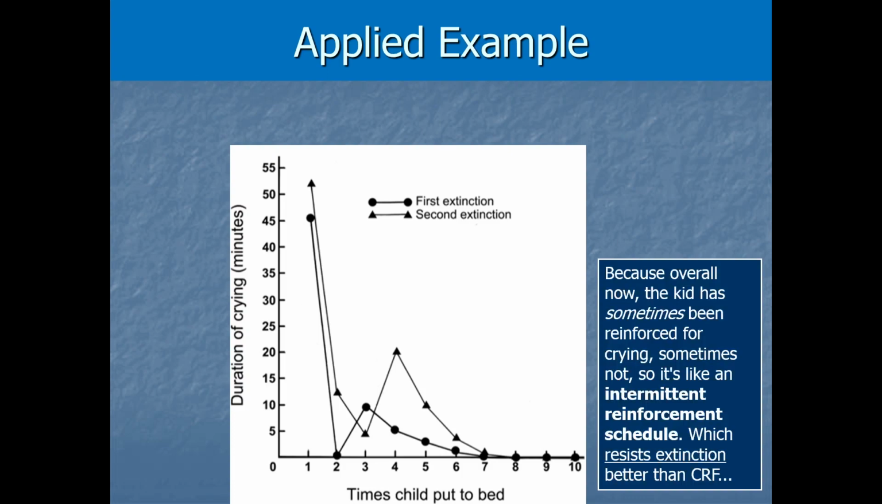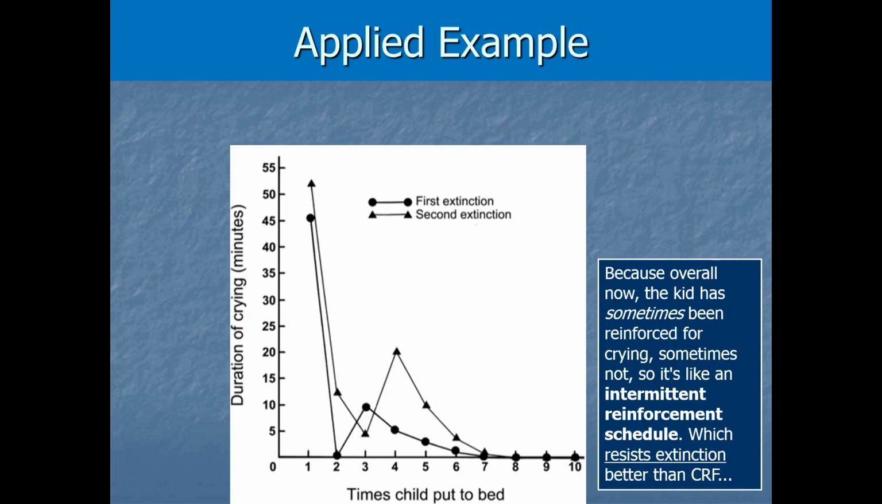Well, the best explanation is because overall now the kid has sometimes been reinforced for crying and sometimes not. So it's kind of like an intermittent reinforcement schedule. It resists extinction better than CRF, right? So that second extinction is going to be slower than the first time around when the kid was going from continuous reinforcement to extinction, right? Now it's been in a situation where sometimes the extinction is active, sometimes the extinction is not active, sometimes my crying pays off, sometimes it doesn't. That's intermittent.